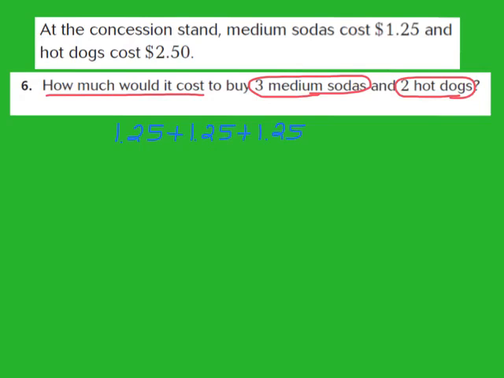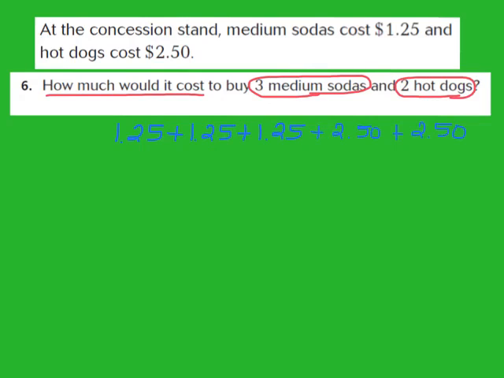Now, it also says that they want to know how much it would cost to also buy 2 hot dogs. Well, what I know is hot dogs cost $2.50. So to my amounts, I'm going to go ahead and add $2.50 plus another $2.50. And these 2 amounts represent the 2 hot dogs.